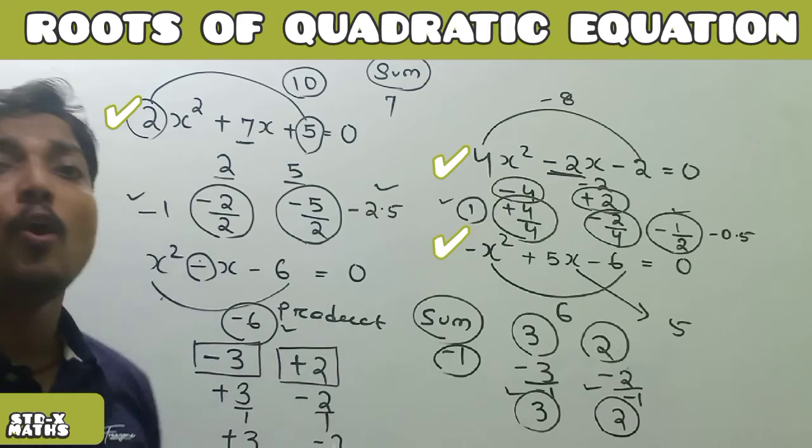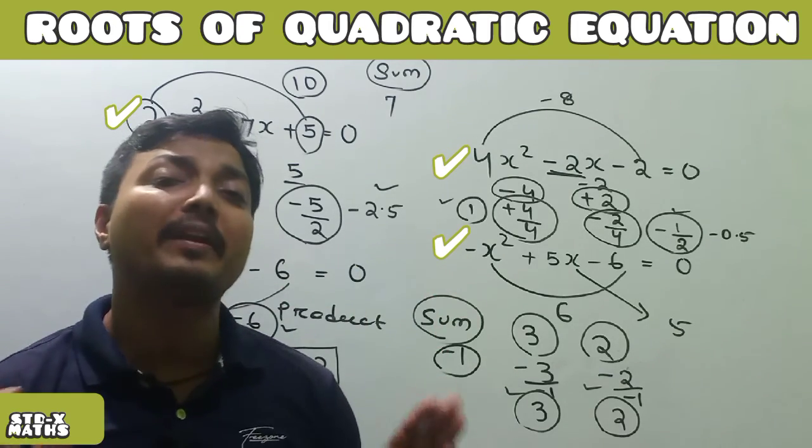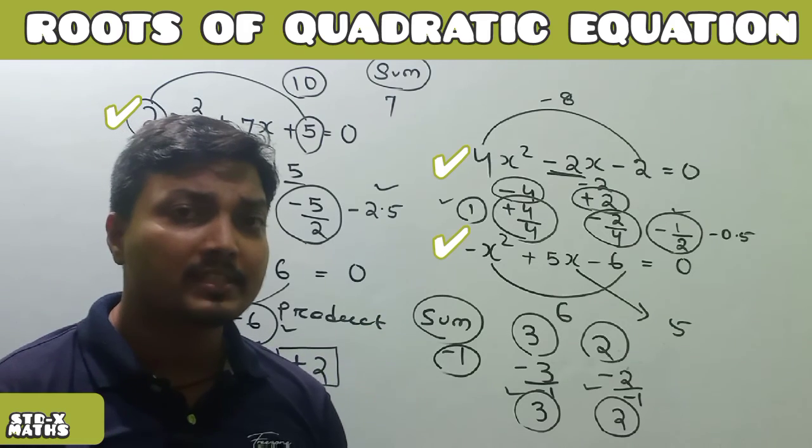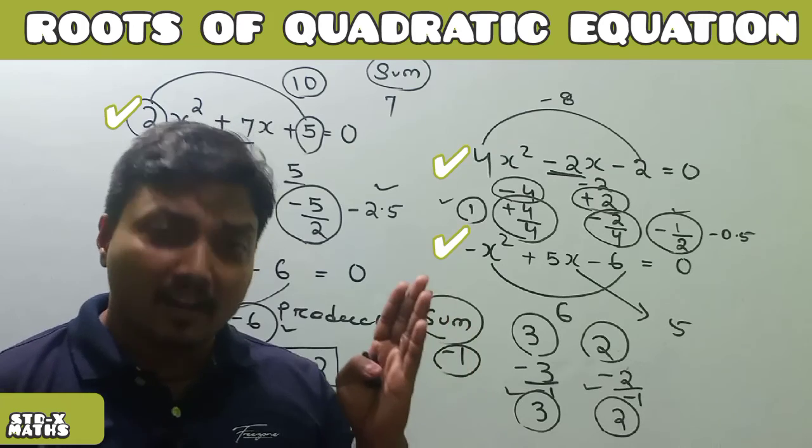So tell me how easy, without any factorization you got all the roots. So keep practicing whenever you get any objective type question. You just have to do it like this. So today the discussion is this much.